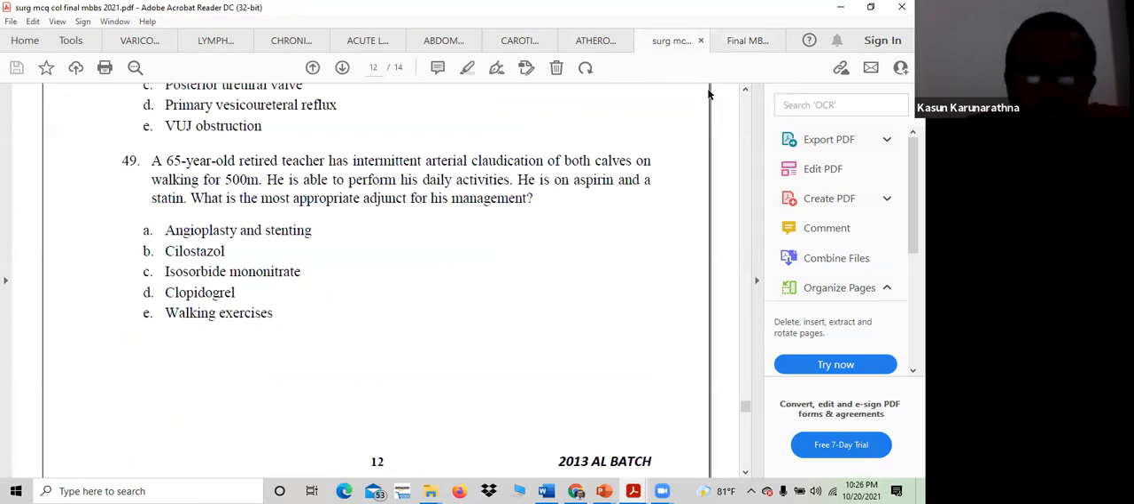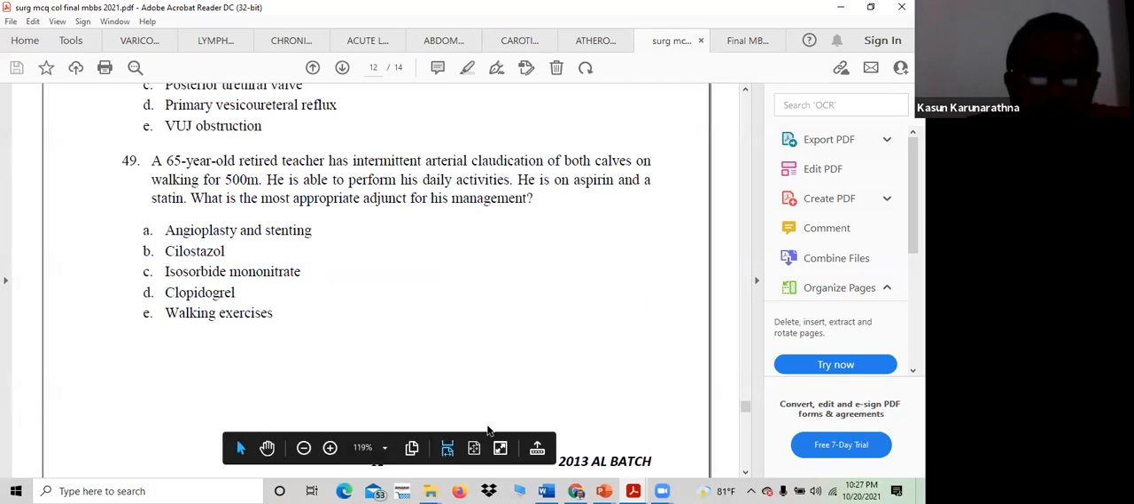This is this year's paper. Question 49. A 65-year-old retired teacher has intermittent arterial claudication of both calves on walking 500 meters. He is able to perform his daily activities. He is on aspirin and a statin. What is the most appropriate adjunct for his management? What is the answer for this question? Yes, answer is E, walking exercise.